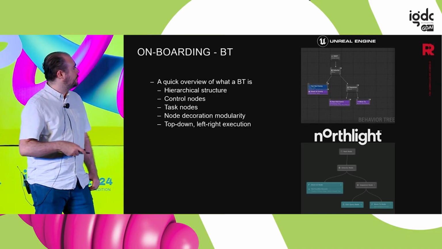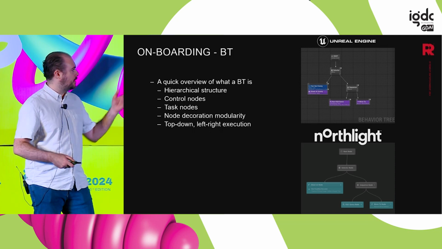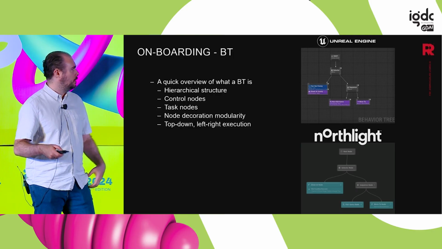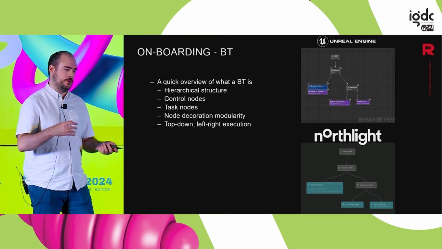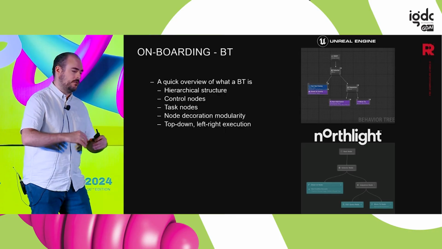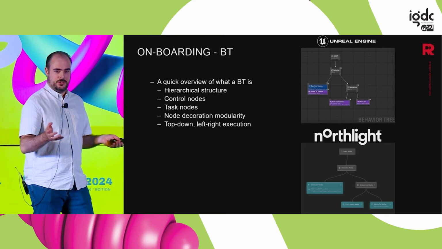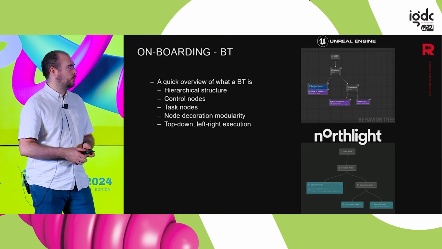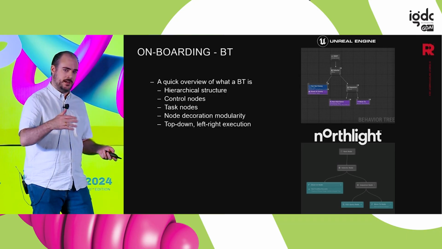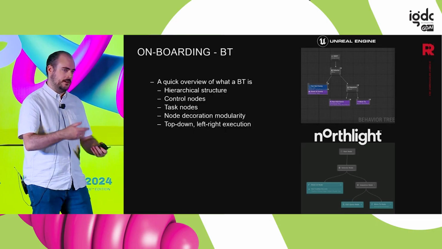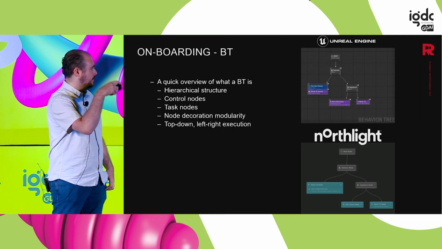Both Unreal and Northlight use something called decorators. They are little segments which you can add to your nodes in order to be more modular. Just having those nodes themselves is not very modular, so adding extra decorators on top makes them more modular. These decorators are things like conditions. Can this branch execute? Or they can be execution themselves, so whenever a node activates or deactivates, they're able to add additional logic to nodes. Behavior trees in general execute from top down, left to right.